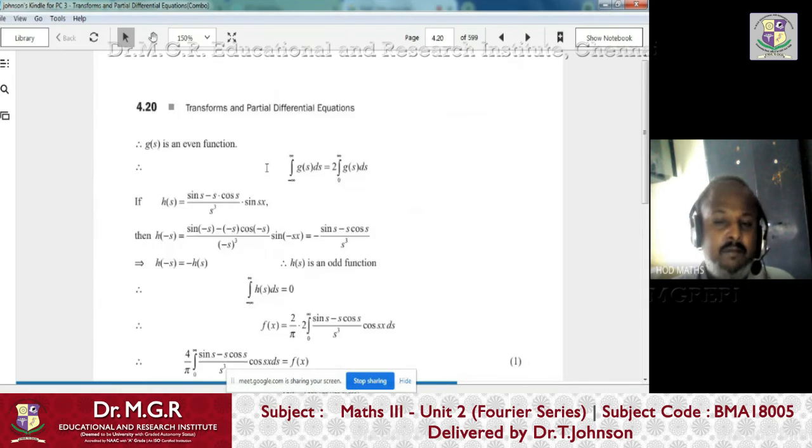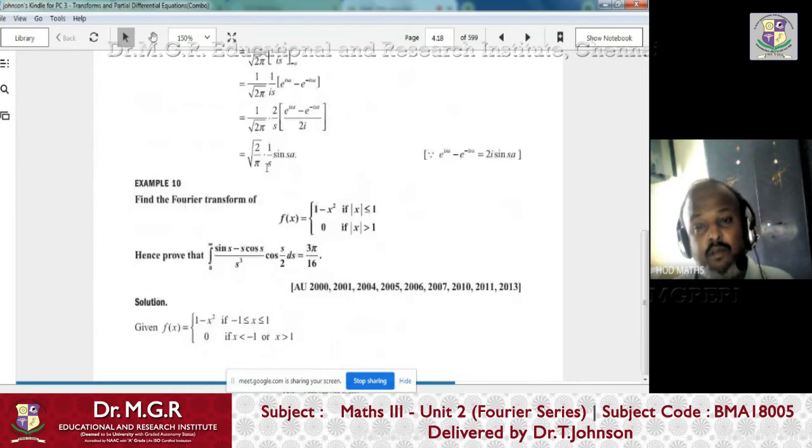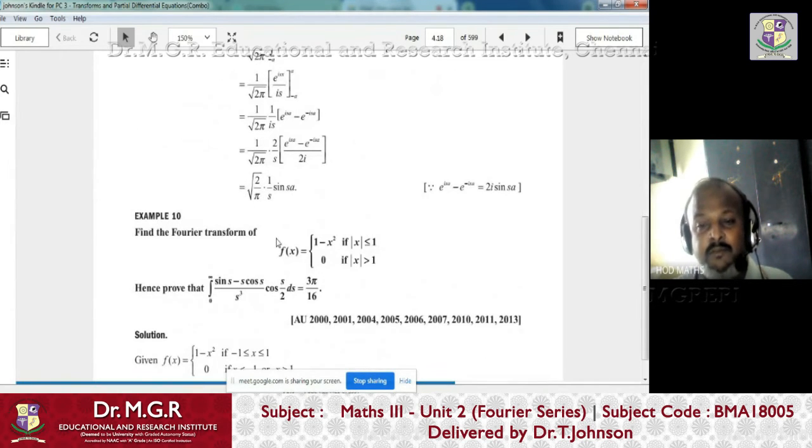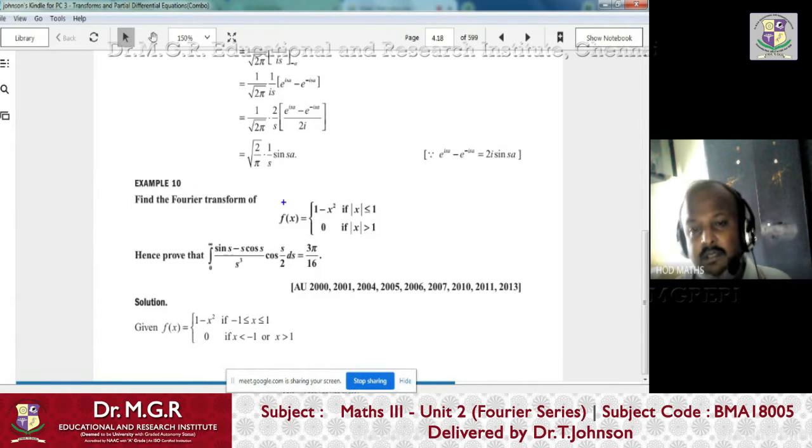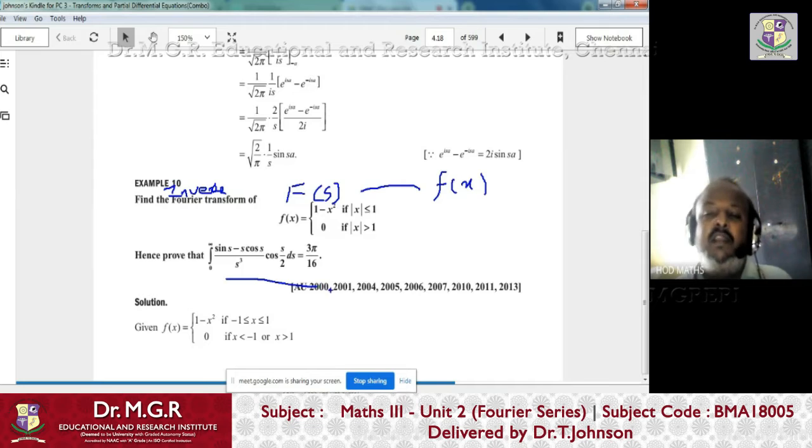There are certain problems in which they give the Fourier transform value first. Fourier transform means they give F of s first. Instead of f of x, they give F of s itself, and they are asking to find the inverse Fourier transform. In that case, you have to use the inverse Fourier transform first, transforming F of s into f of x. And then whatever they were asking to evaluate, you can evaluate by applying Fourier transform on your f of x.